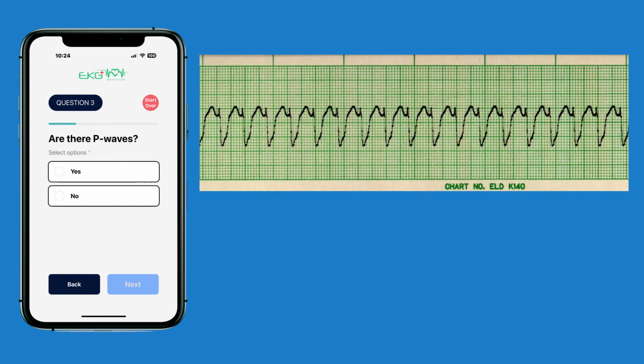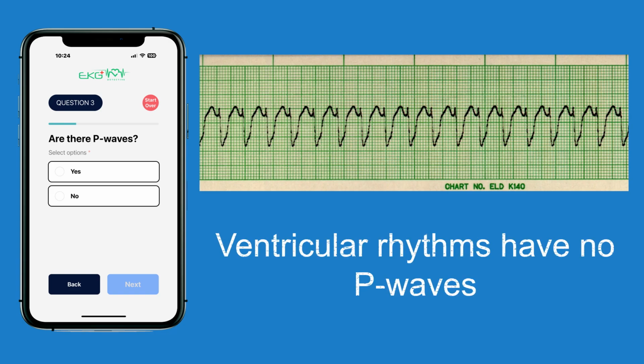The next question the app is going to ask us is if there are P waves. Since we're dealing with a ventricular rhythm, there's not going to be a P wave. The reason for this is the rhythm is not being created somewhere in the atria, and since it's not coming from the atria, the impulse will not travel through the AV junction and through the normal ventricular pathway. So ventricular rhythms will have no P waves. Since this is the case, we will go to the app, we will select no, and then we will hit next to go to the next screen.